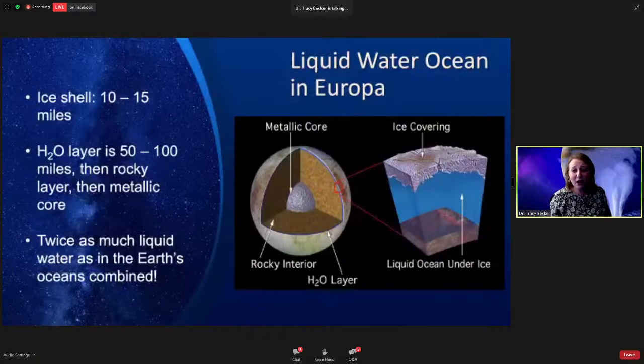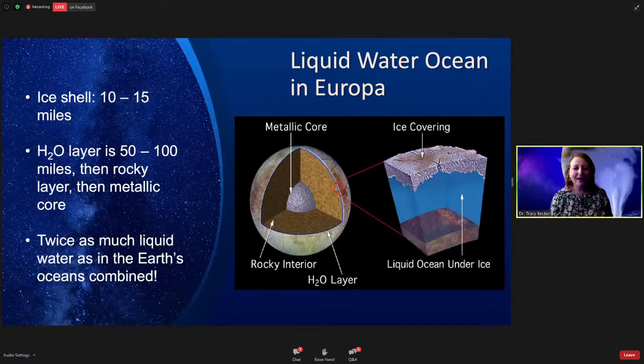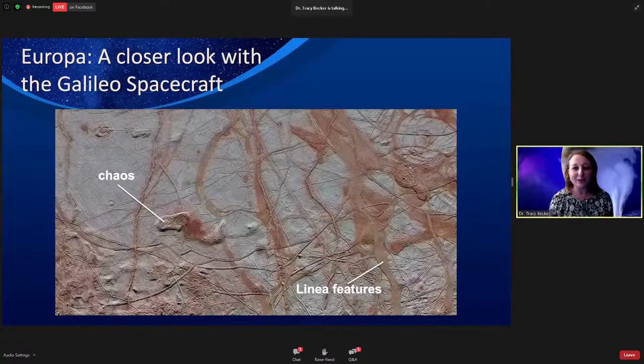And we think that there's a lot of water there. So the ice shell is probably 10 to 15 miles thick. And underneath that, we think that there's a water layer of 50 to 100 miles. And then you get the rocky layer, and then you get a metallic core. This amount of water that we're calculating is twice as much liquid water as in all of the Earth's oceans combined. So it's a lot of water. So of course that makes us excited to go and explore it a little bit more. Not only that, we look at some of the images that we had.